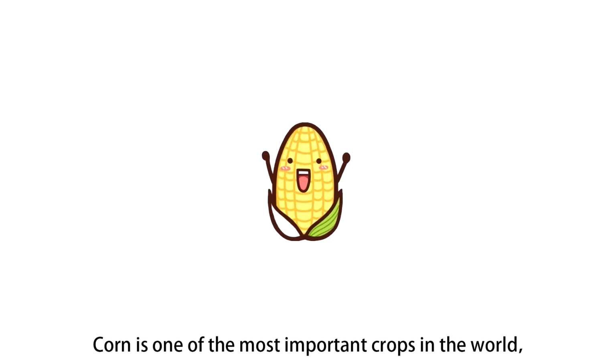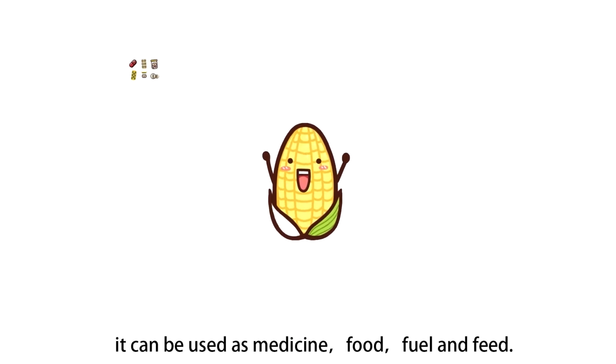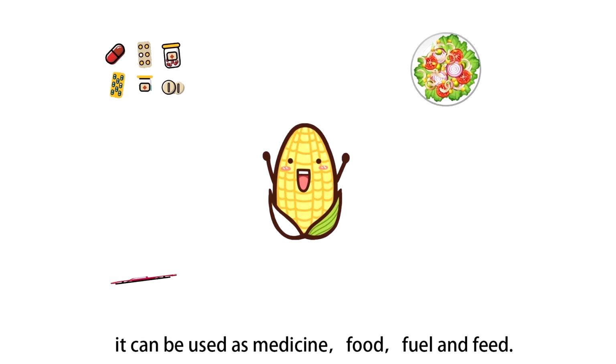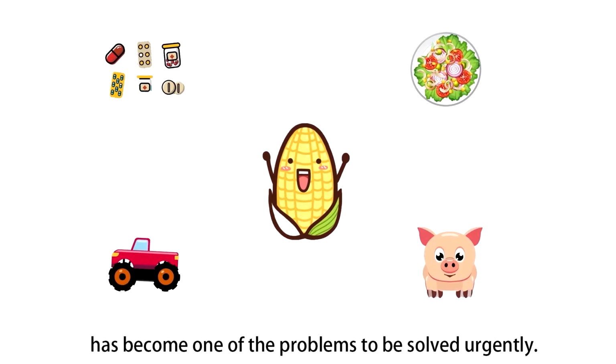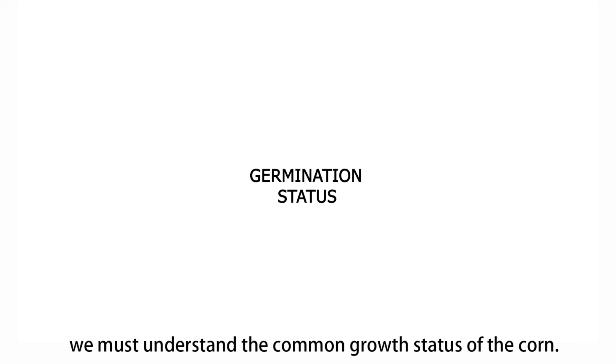Corn is one of the most important crops in the world. It can be used as medicine, food, fuel, and feed. Therefore, how to ensure the yield of corn has become one of the problems to be solved urgently. To monitor the growth of corn, we must understand the common growth status of corn.